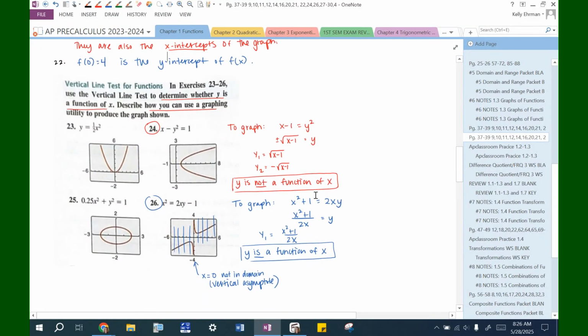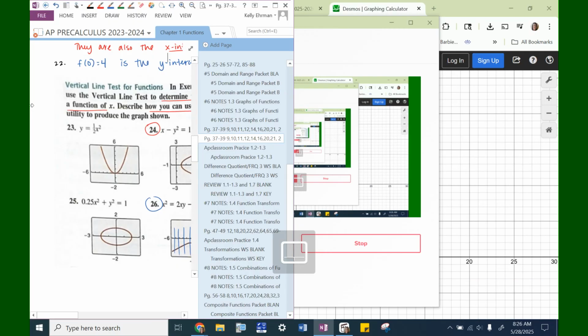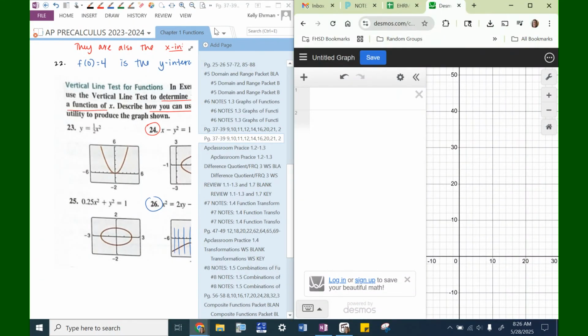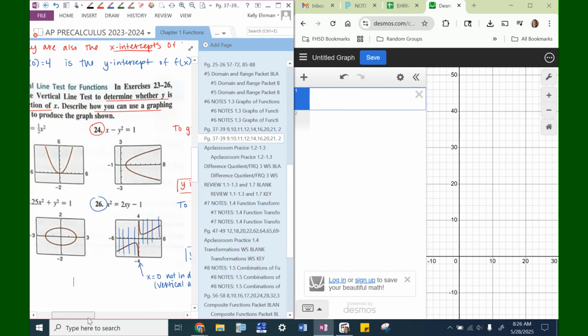All right, now this question is in regards to if you're using a graphing calculator, so I'll leave that up there. But it says use the vertical line test to determine whether y is a function of x, and describe how you can use a graphing utility to produce the graph shown. This is kind of silly now that we know we're allowed to use Desmos on our AP test, because you should just be able to type them in as you see them. But what I have written down is what I would need to do if I were in my graphing calculator.